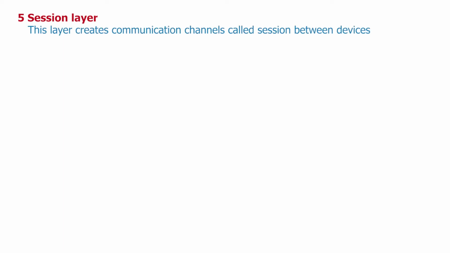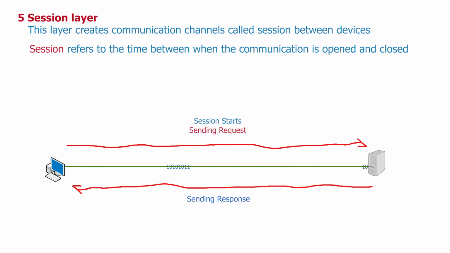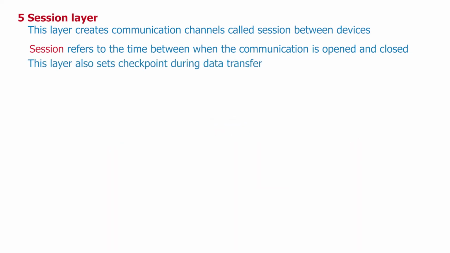The 5th layer is called the session layer. The session layer creates communication channels, called sessions, between devices. The time between when the communication is opened and closed is known as the session. This layer is responsible for opening sessions, ensuring they remain open and functional while data is being transmitted, and closing them when transmission is completed. The session layer also sets checkpoints during data transfer. So, if the session is interrupted, devices can resume data transfer from the last known checkpoint.